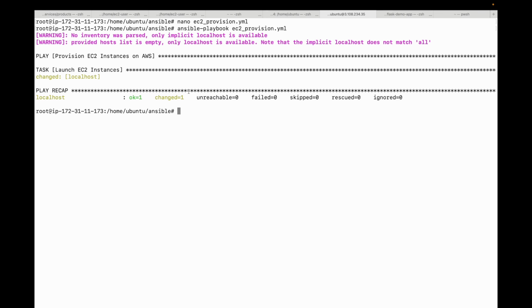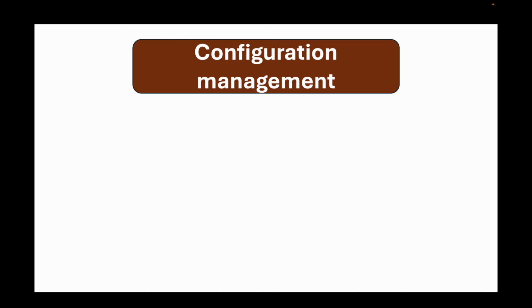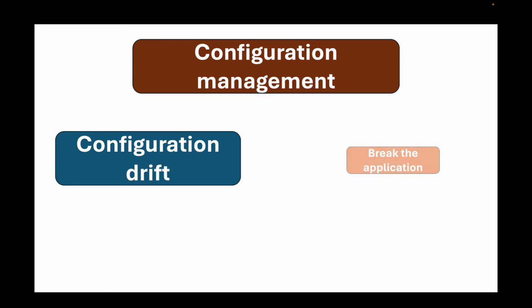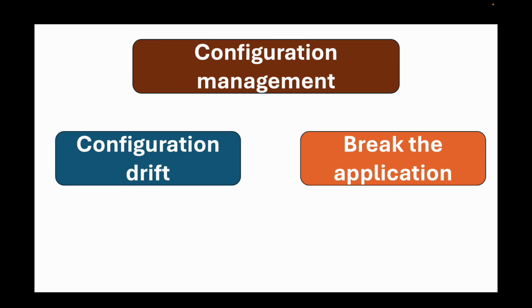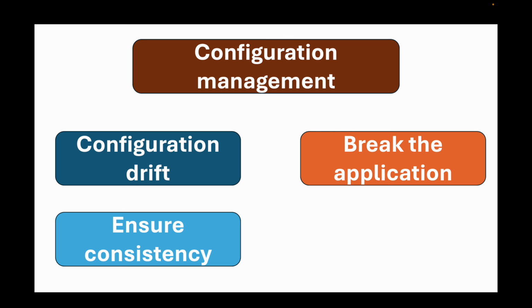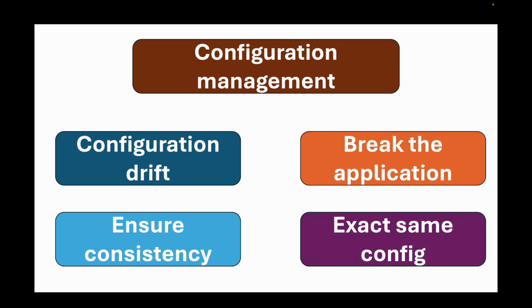The next practical way to use Ansible is configuration management. Configuration drift is real, right? Different versions of files on different servers can break your application. With Ansible, you can ensure consistency across your entire infrastructure. Could be your SSHD config file or your Nginx configuration file, could be anything. Every server will get the same exact configuration, and Ansible will only update if the configuration file has changed, thanks to its idempotency.